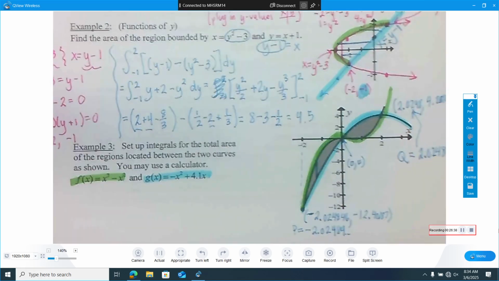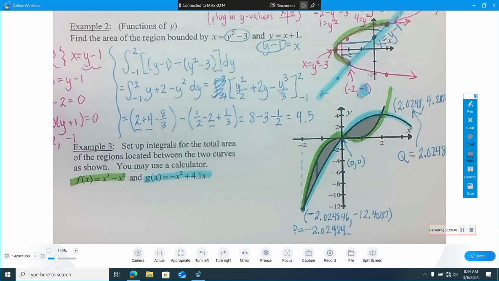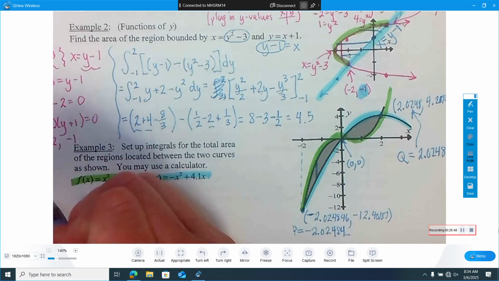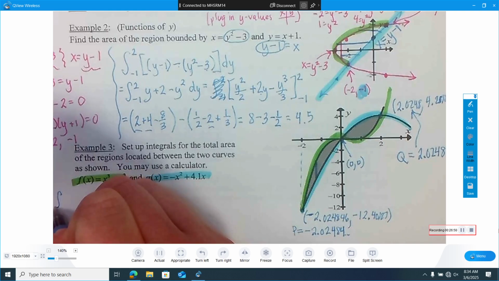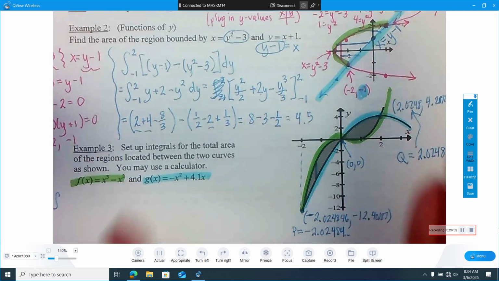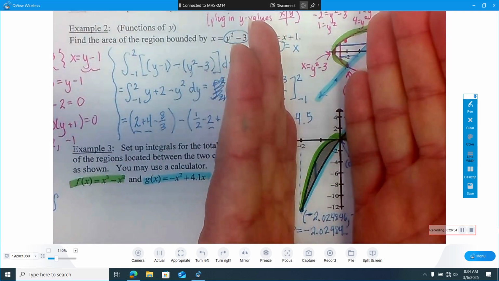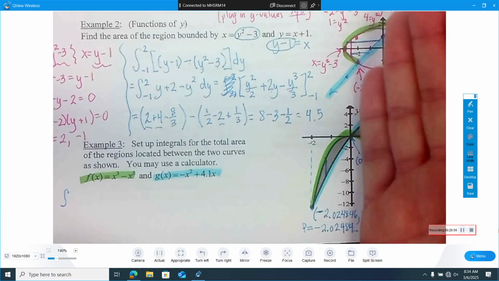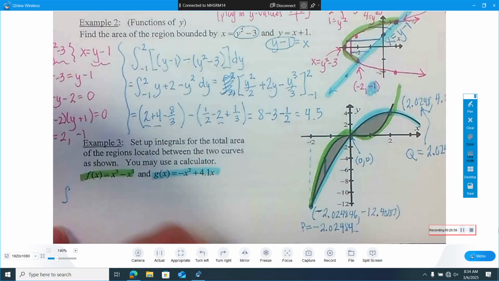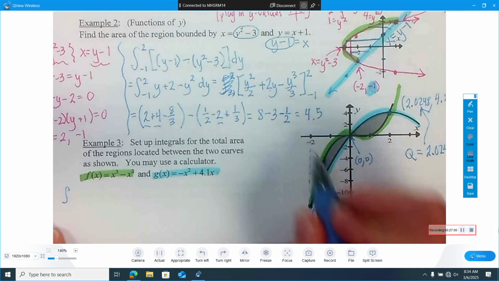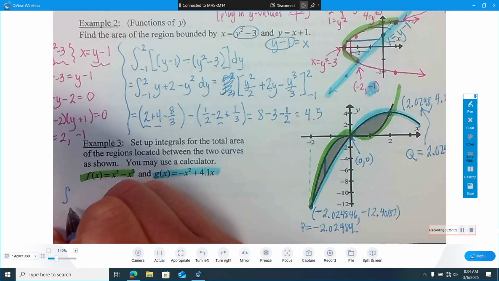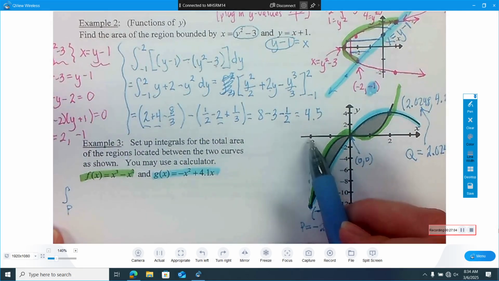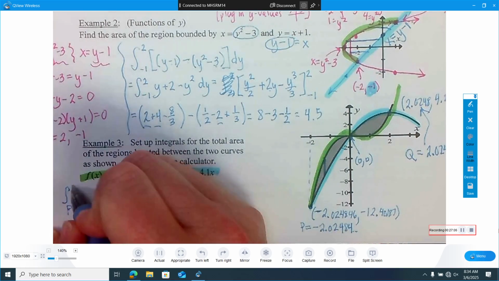Now, the nice thing is I don't have to write out those big crazy decimals. I don't have to round anything off because it's saved in the calculator for me. And now we're going to integrate. To find the area between the curves, first we're doing this section where green's on top. And so I want to integrate from P, that -2 value, all the way to 0.